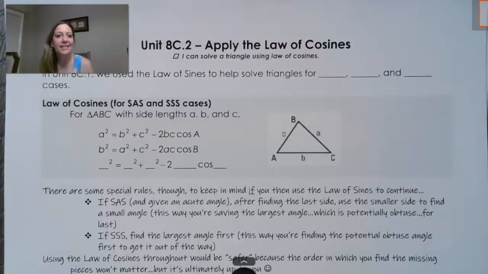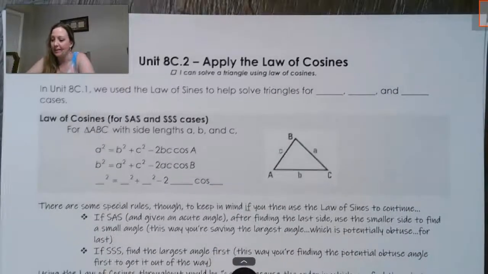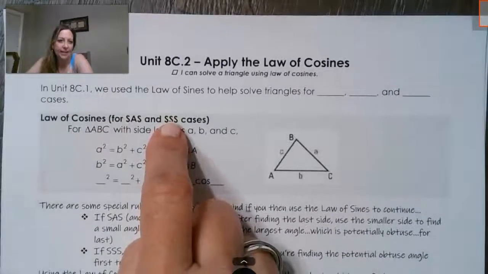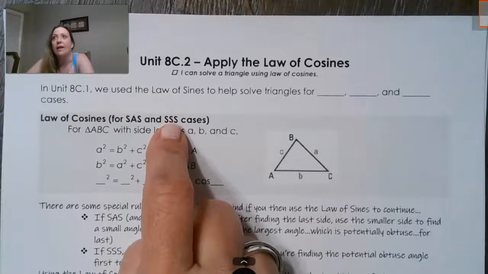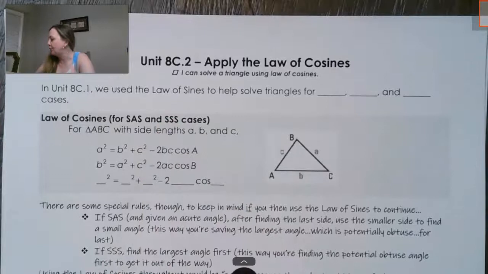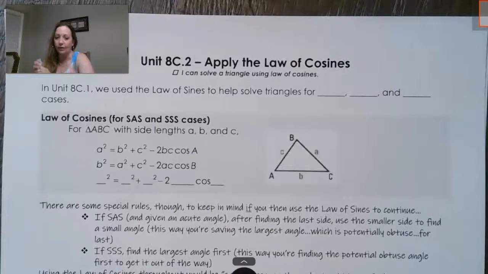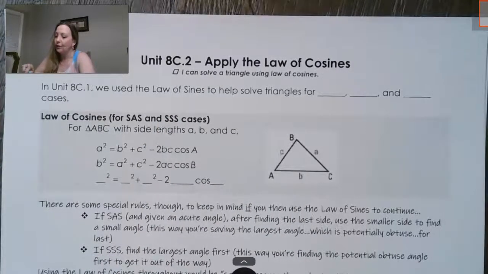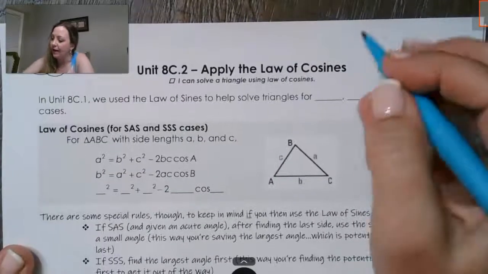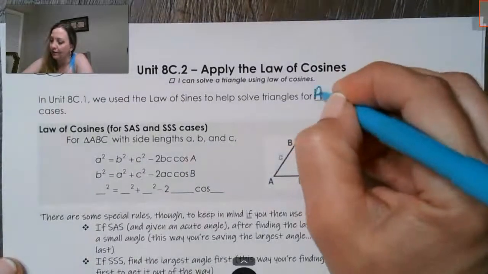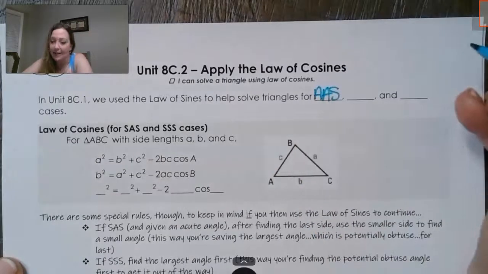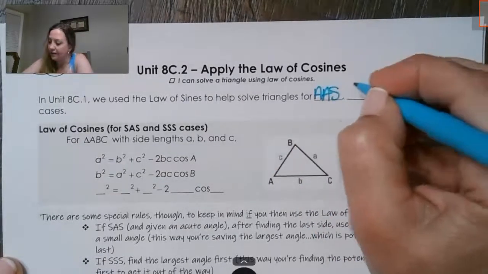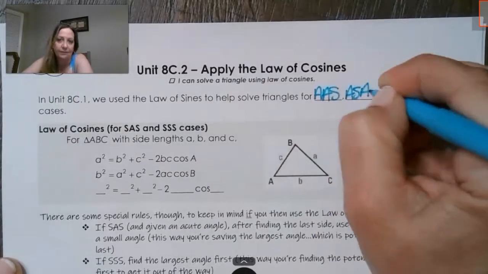Hi there. Today we're going to be looking at the law of cosines. We've spent a lot of time talking about using the law of sines to help us solve triangles that don't have a right angle. And we were able to use the law of sines for 3 different cases. We were able to use the law of sines to help solve for triangles when we were given 2 angles and a side, either by angle, side, or angle, side, angle.